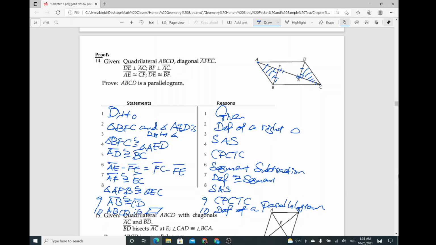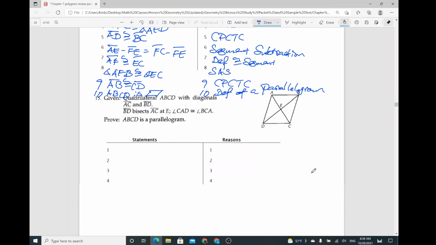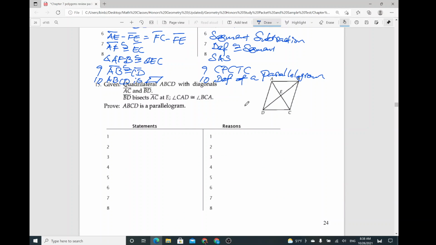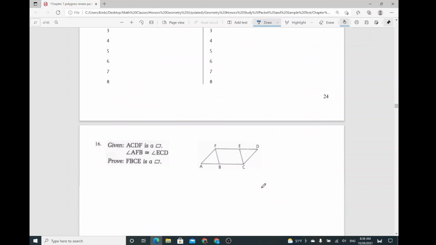Okay, so this one is like a 10 statement, 10 reasons proof. The other one is quite similar. So once we showed that either the opposite sides are congruent, or the opposite line segments are parallel, or the opposite angles are congruent, we can just say that ABCD is a parallelogram. So that's something you guys can try.